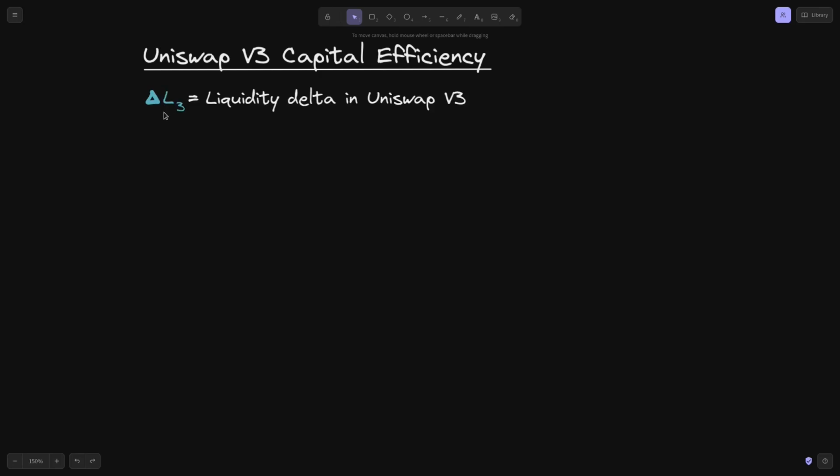We'll say that delta L3 is the liquidity delta in Uniswap V3. When we add tokens to Uniswap V3, this will increase the liquidity. Here we're labeling it as delta L3. The liquidity delta in Uniswap V3 can be written as the amount of tokens that go in and the price ranges. How I derive these equations is discussed in another video, which I'll put in the descriptions below.